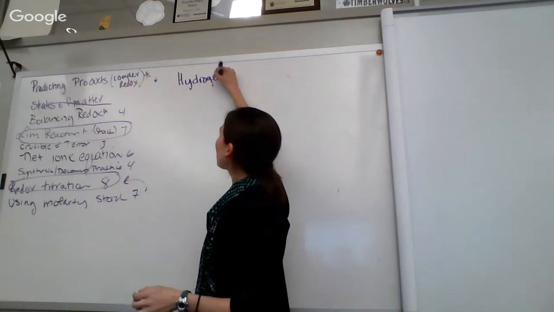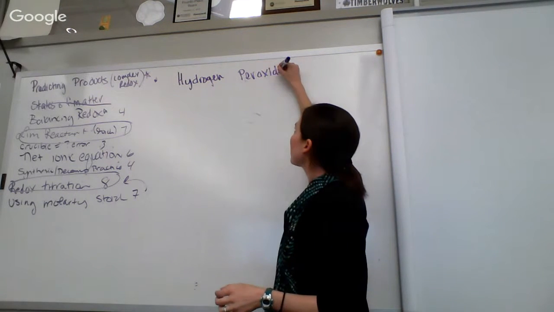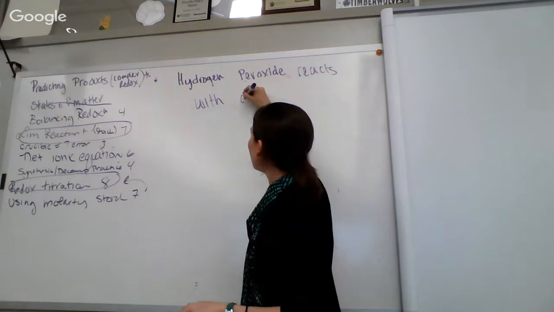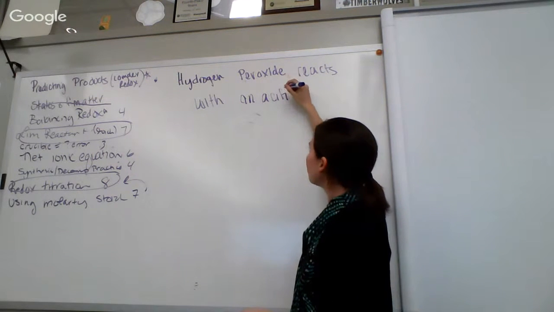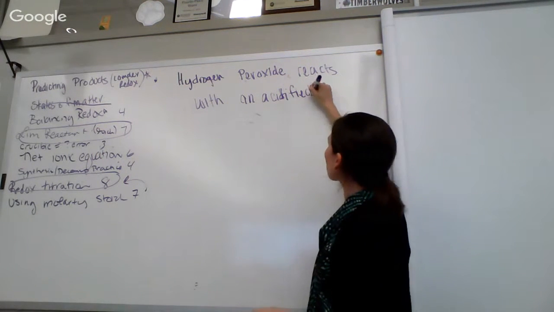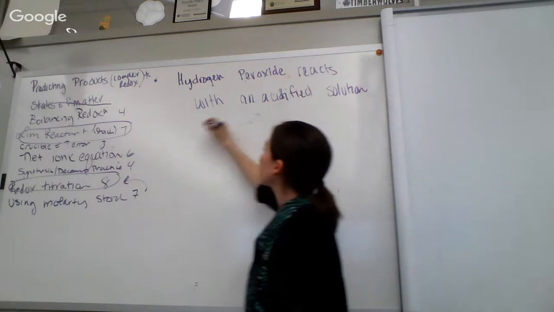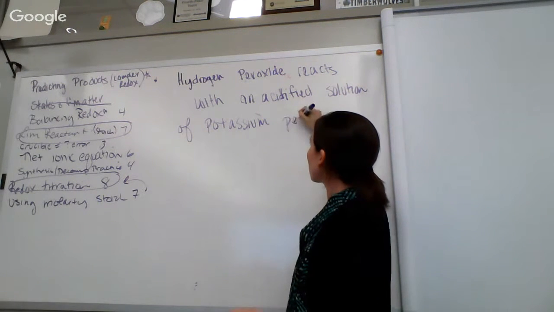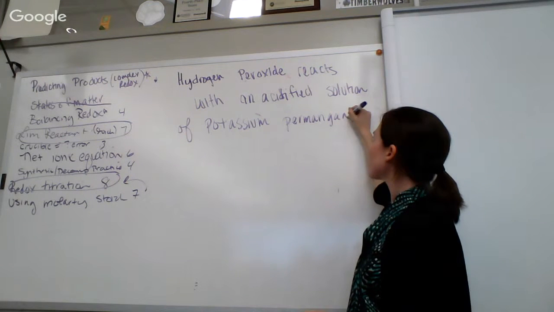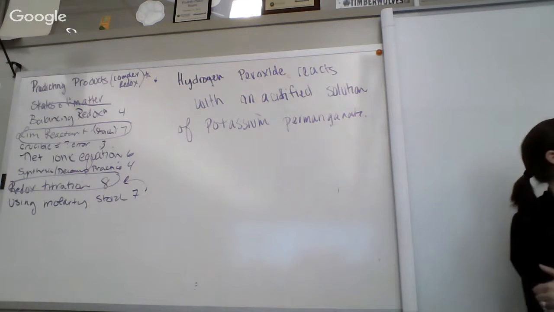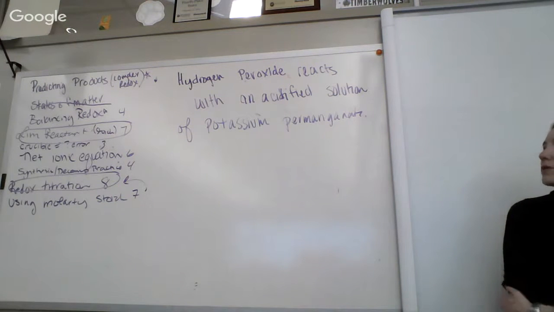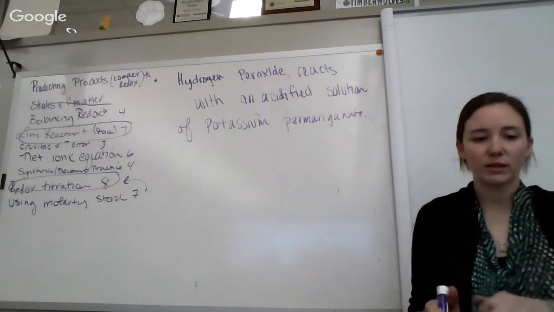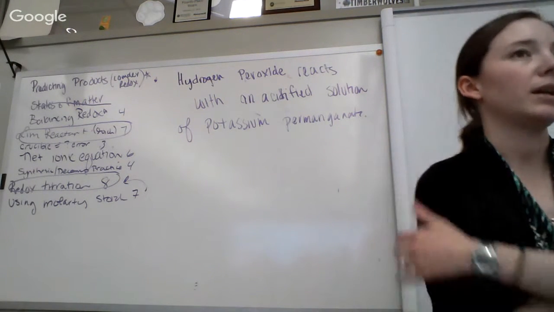So, hydrogen peroxide reacts with an acidified solution of potassium permanganate. Okay, so here's my reaction. Hydrogen peroxide reacts with an acidified solution of potassium permanganate.